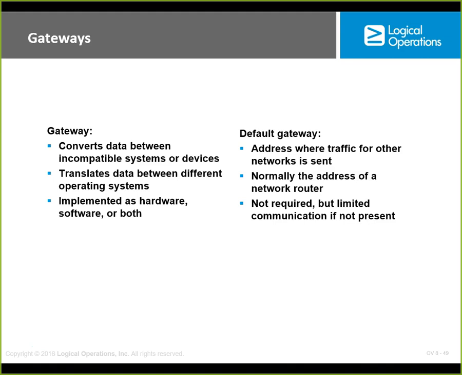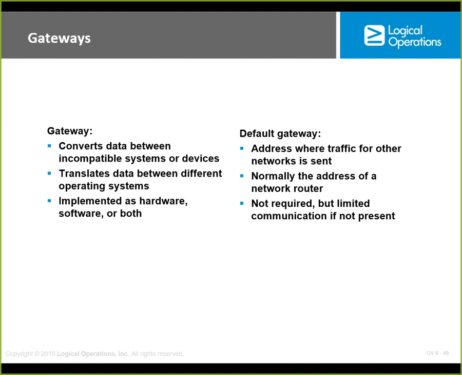Gateways convert data between incompatible systems. A gateway would be used if you were connecting to a mainframe using a desktop, for instance. And we got the gateway here 2 times. One of the things that gets really confusing, particularly early on about networking, is when we use the same word to mean 2, 3, 4, 5 different things. So we have gateway and default gateway.